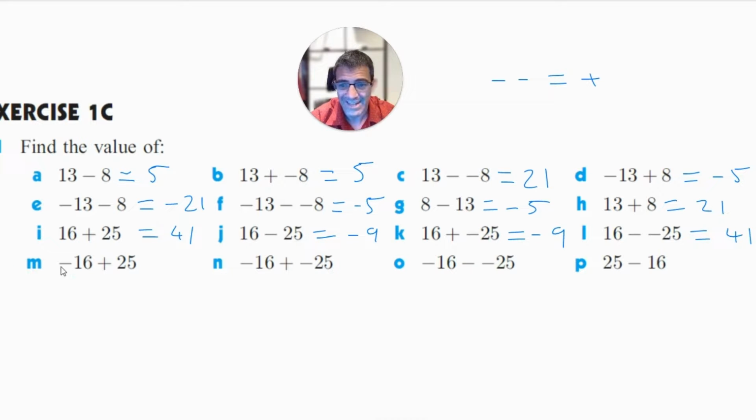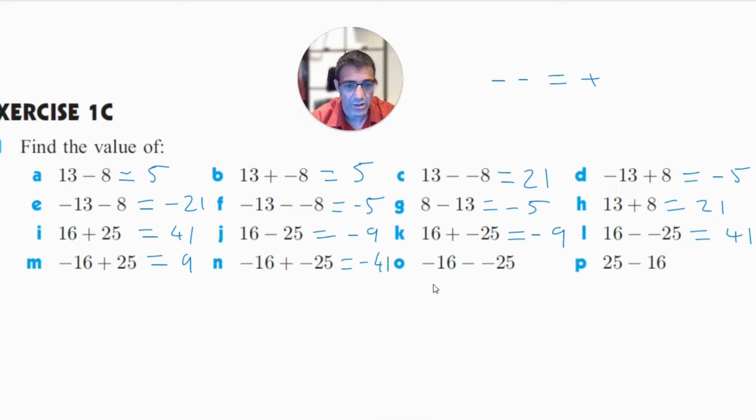So far so good. Negative 16 plus 25, so we're at minus 16 meters underwater. We're going up by 25. We're flying in the sky at 9 meters above water. And here I'm adding negative 16 to negative 25. So I've got negative 16 and I go down by another 25. So I'm at negative 41.